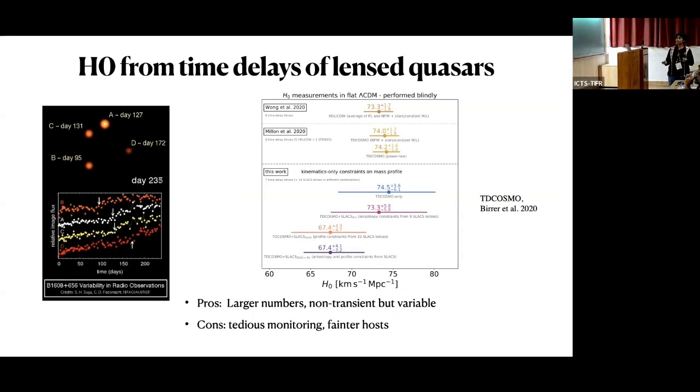The other thing, as I mentioned, is that these are variable sources and they are always there, so they are easier to find. However, one of the biggest disadvantages of these methods, I would say, is that the monitoring observations are extremely time intensive, and one also needs to do very accurate photometry to get very accurate measurements of the time delays. So this can be a big disadvantage.